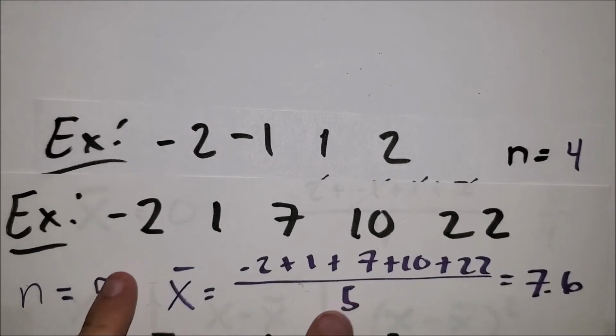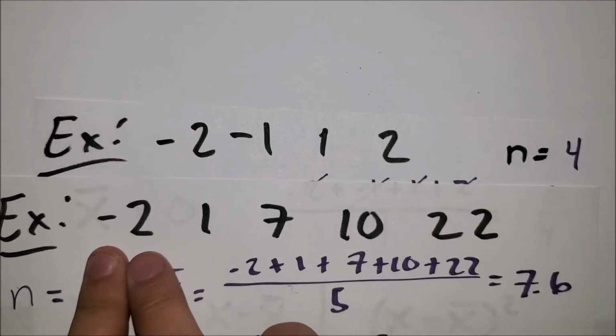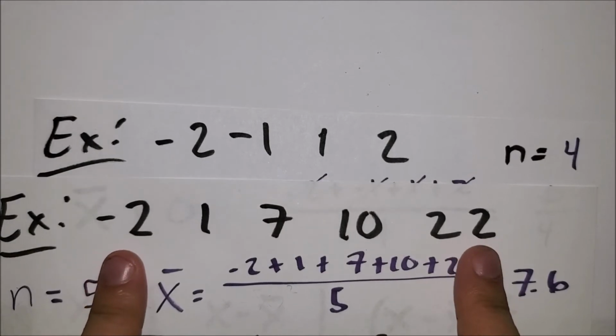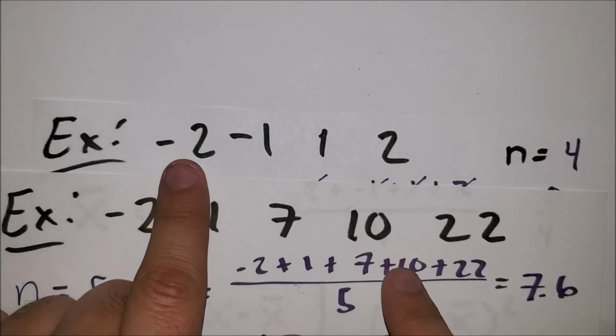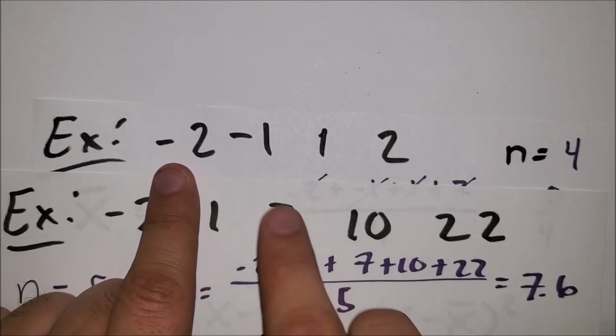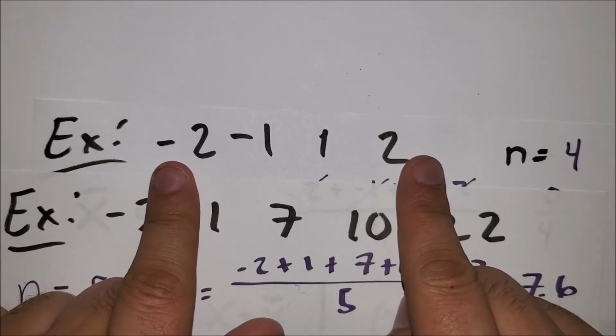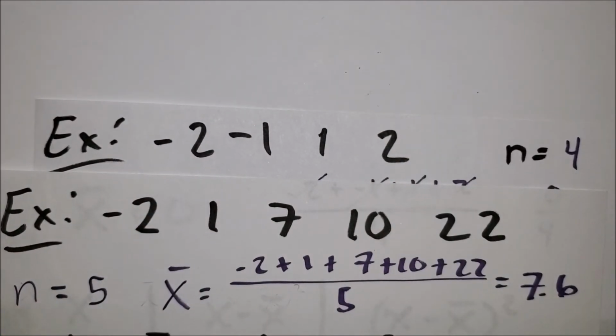So if you look at this, this one's spread out fairly far. It goes from -2 to 22, so it has a very high range, about 24 values. Whereas this one goes just from -2 to 2, a very small range. So the standard deviation is much smaller.